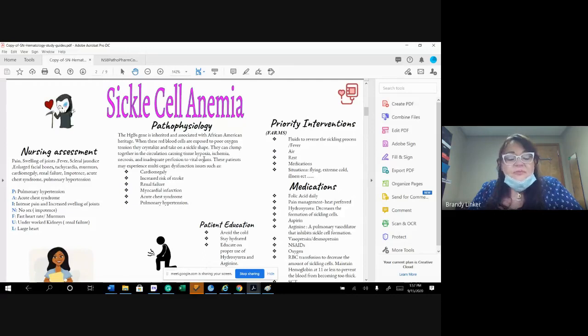They can go into kidney failure because the kidneys really don't like blood clots. They can have a heart attack, an MI, because in the coronary arteries you can get these blood clots, all over the body. Anywhere there's a capillary bed, you get a blood clot.